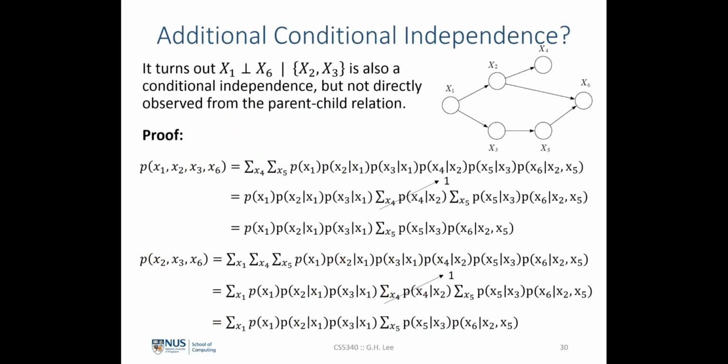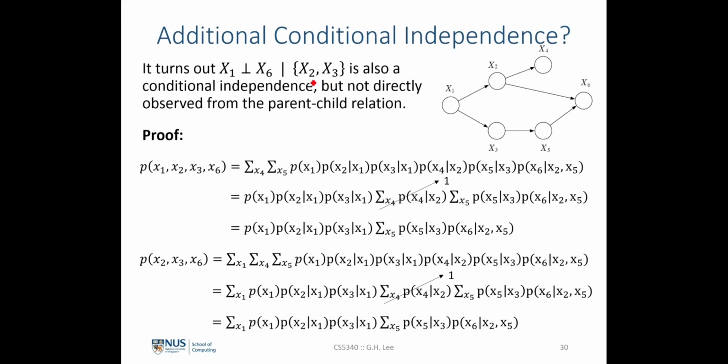So it turns out that there are additional conditional independences that we can read from the graphical model, in addition to the ones that we can read off from the parents-child relation. An example here is that x1 is also conditionally independent of x6, given that we have observed x3 and x2 over here.